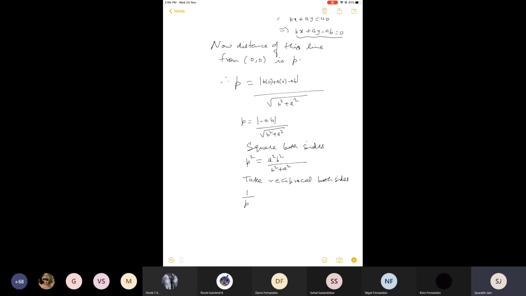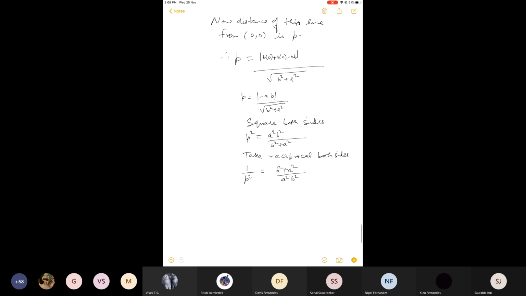In place of p square, I can write 1 by p square, and here I will write b square plus a square upon a square b square. Last step, you will split the question in two parts, and that will be the answer. So it comes out to be 1 by p square equals 1 by a square plus 1 by b square is the answer.